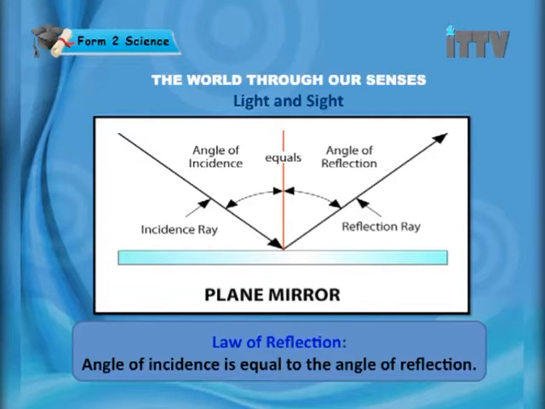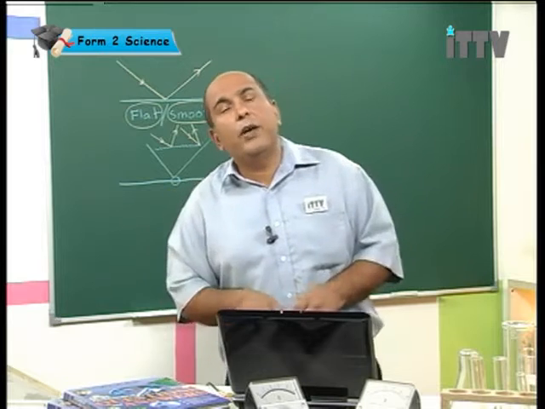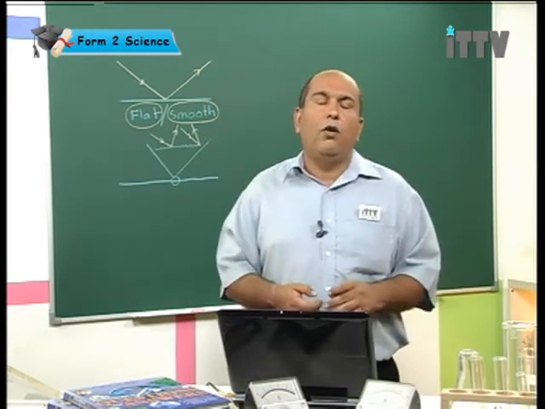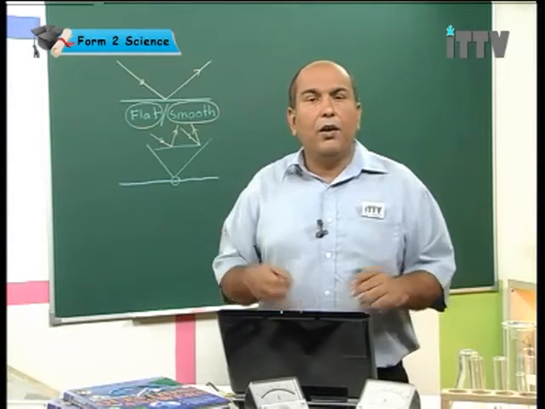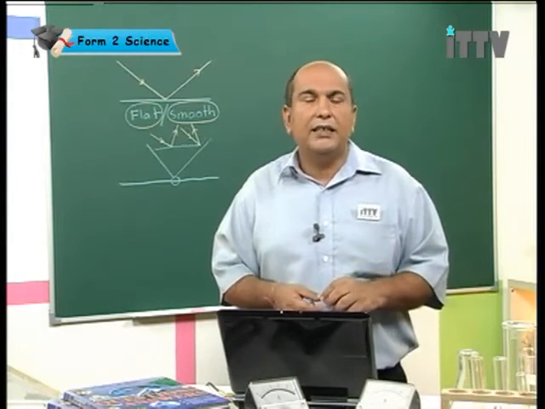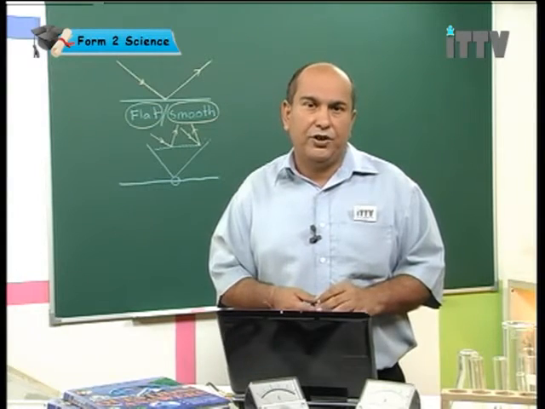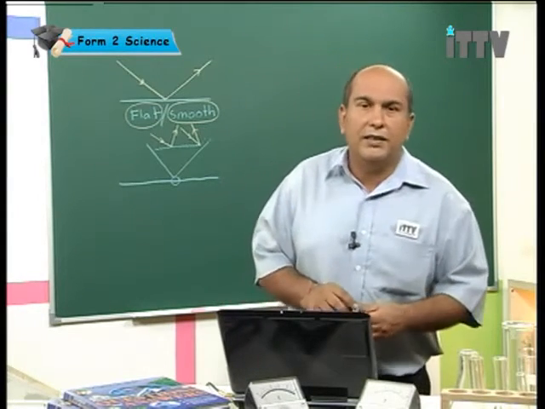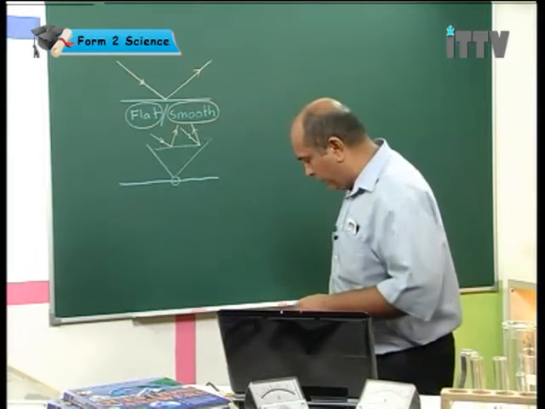The law of reflection, angle of incidence is equal to the angle of reflection. So finally, we have the first law of reflection. And the law is a very simple law. It says that the angle of incidence is equal to the angle of reflection. Now, in order to work this out, once again, we'll go to the board over here.